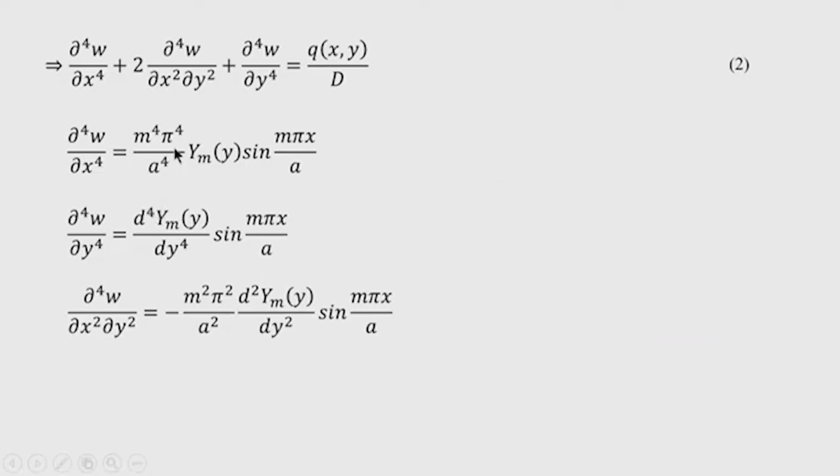Now, on expansion, the del 4 w looks like that, that is del 4 w by del x to the power 4 plus 2 del 4 w divided by del x square del y square plus del 4 w by del y to the power 4 equal to q by D. So, you have understood that there are 3 terms, and on the right hand side this is the load function and flexural rigidity, and the left hand side are all 4th order derivatives.